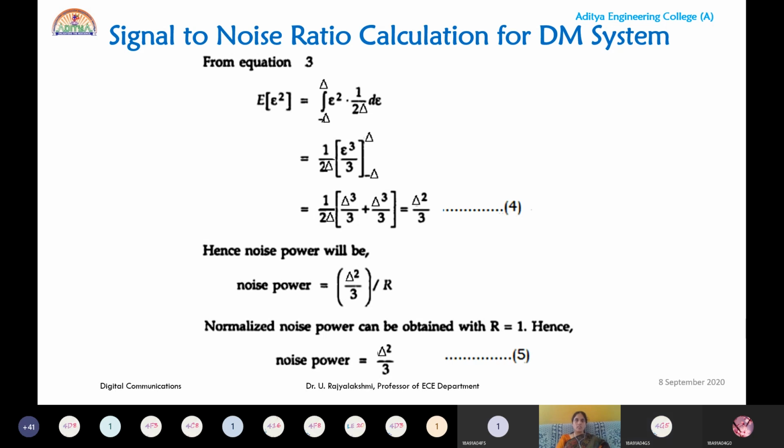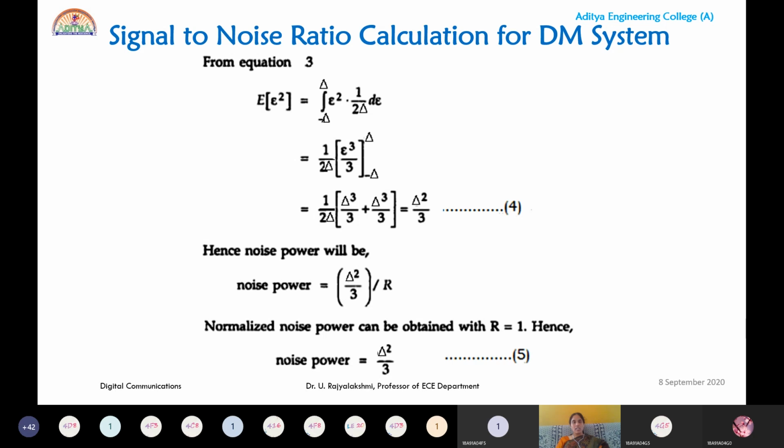You will get E cube by 3, and the limits are from minus delta to plus delta. Please substitute the limits in E cube by 3, so that you will get delta cube by 3 plus delta cube by 3 inside the brackets. Okay, so you will get 2 delta cube by 3 inside the bracket and 1 by 2 delta outside the bracket. So the 2 gets cancelled, and one of the delta gets cancelled from the numerator. So you will get delta square by 3.